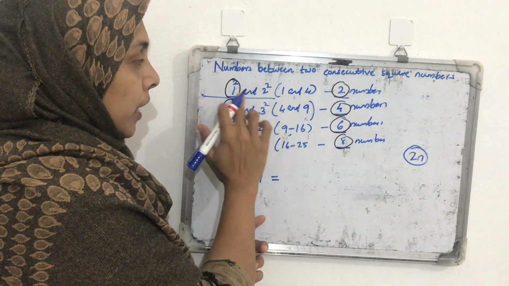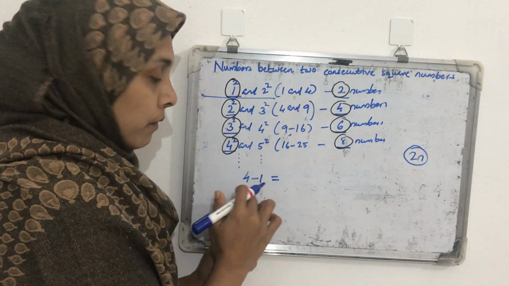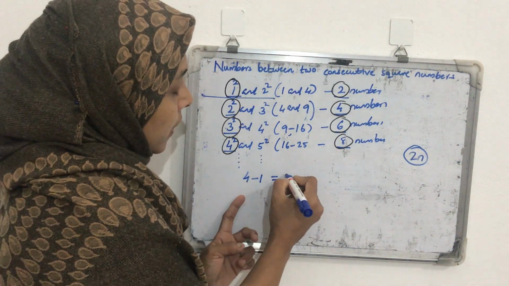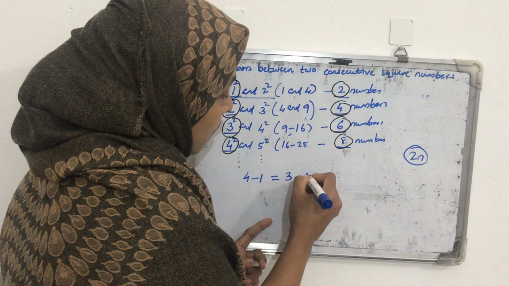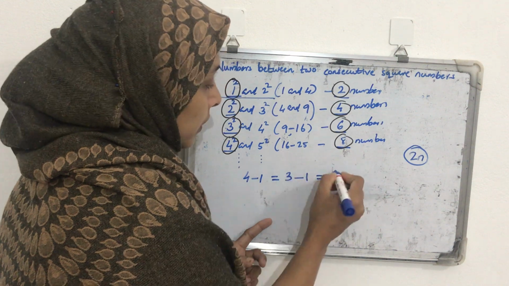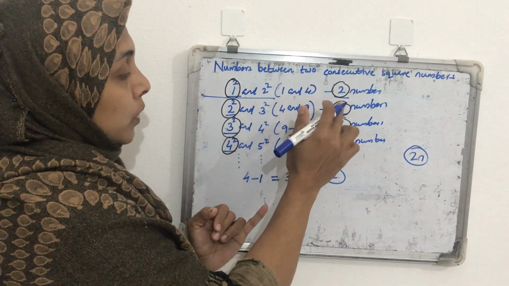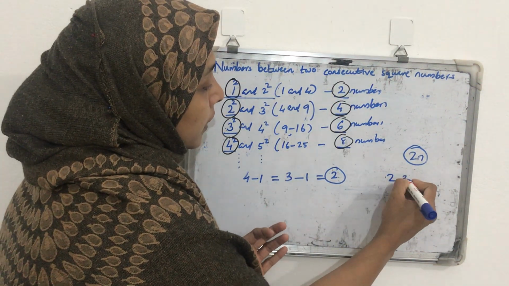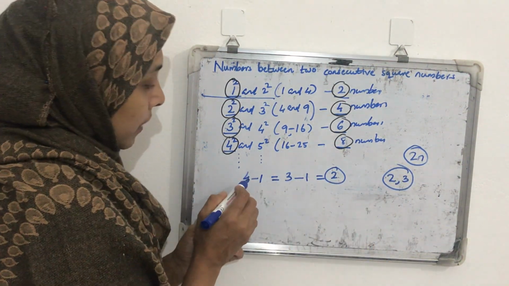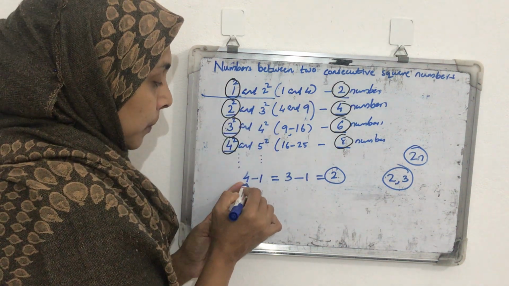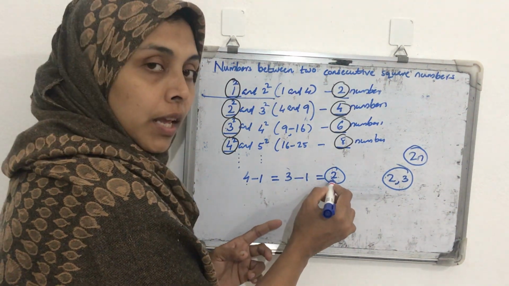So in this case we are taking 1 square and 2 square. So 2 square is 4 and 1 square is 1. When we subtract this, 4 minus 1 we will get 3. From this 3 when we subtract 1 again, we will get 2, because in between we know the numbers are 2 and 3. So only 2 numbers are there. So first find out the squares of the numbers, then subtract, then from that difference we again subtract 1, and we will get the correct number.